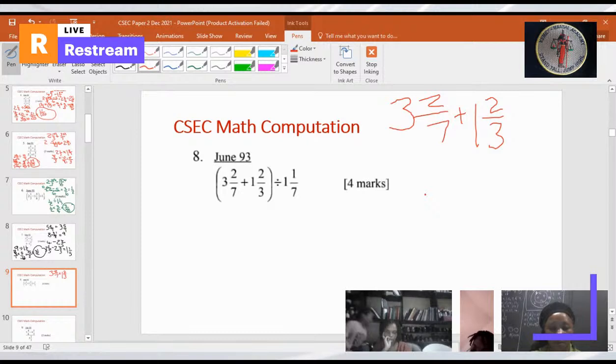First you'd add the whole numbers, which is 3 plus 1. So that's 4. Then you'd find the LCM of 7 and 3, which is 21. You put that at the bottom. Now 7 into 21 goes 3 times, and you do 3 times 2, which is 6.